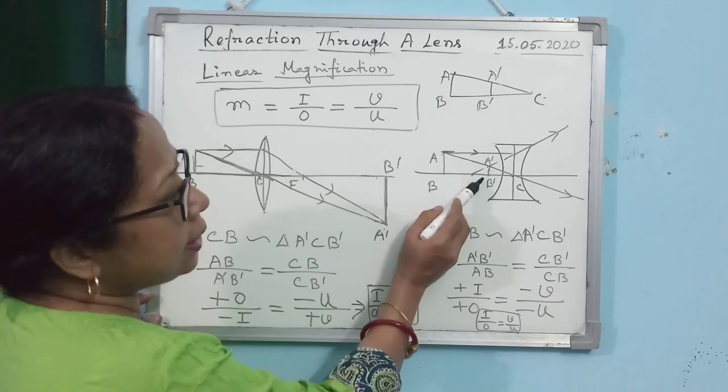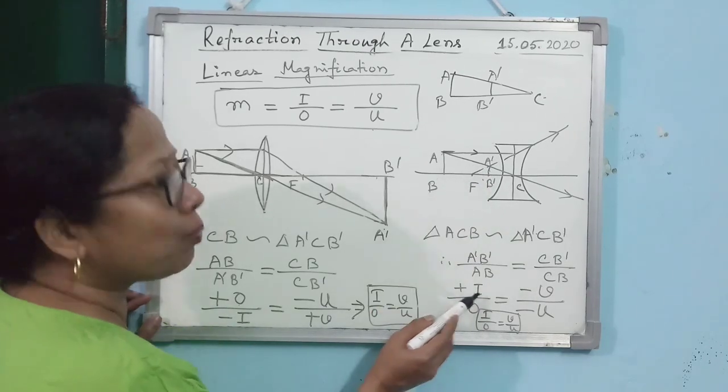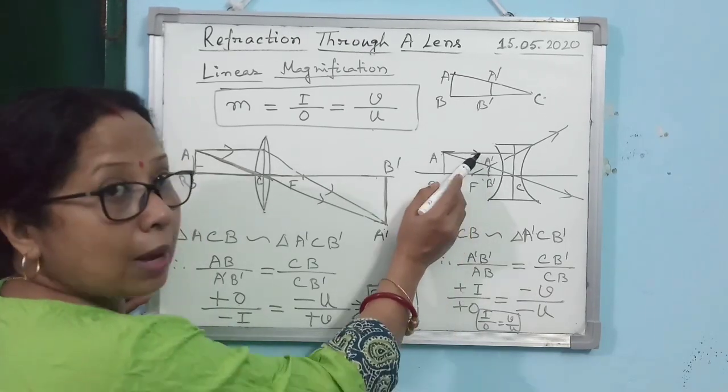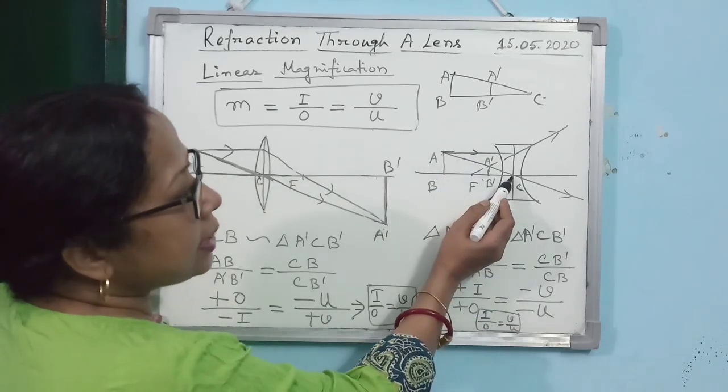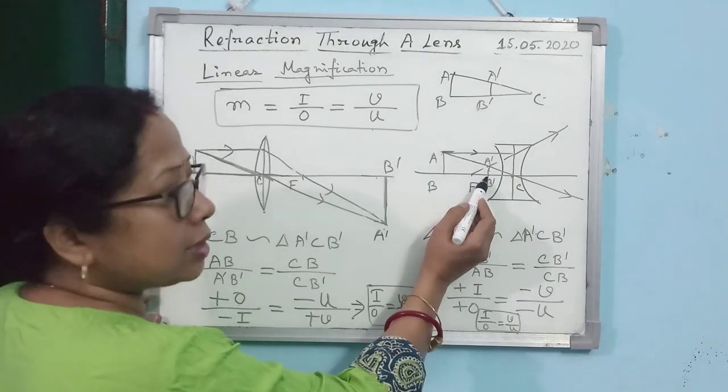Now, if you consider A dash B dash is plus I. Alright, because it is above principal axis. What is AB? Plus O. Then, consider CB dash. B dash is the image distance, CB dash.